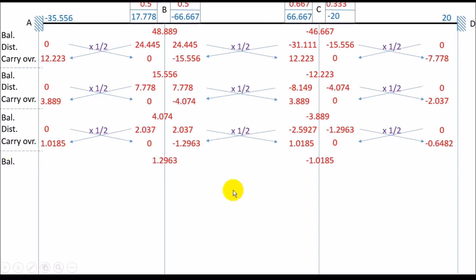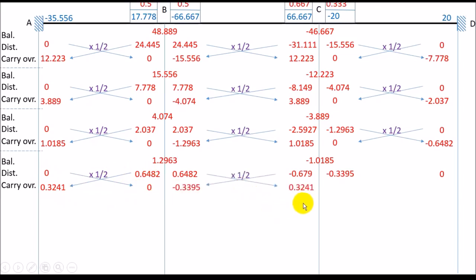The balancing step. Second, distribution step, multiplying this by its distribution factor, multiplying this by its distribution factor. Third is carry over step. So I just carry over it and multiply it by half, again here and here as well. 1 2 3 4, 4 iterations are over. This is our fifth iteration.